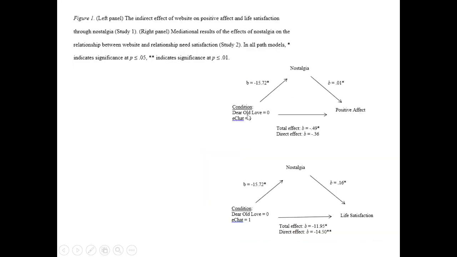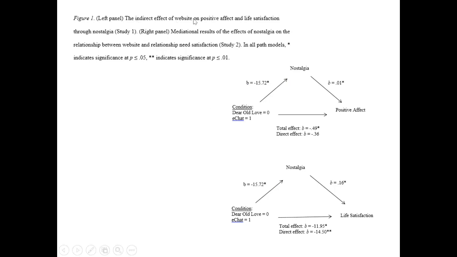Here's the figure that I included in the paper. So you can see, here's our A path, here's our B path, here's our C path and our C prime path. Total effects is C path, direct effect is C prime. That's all you need. Sometimes you may want to include the standard error there. You may want to include more statistics. It just depends on what the journal wants.